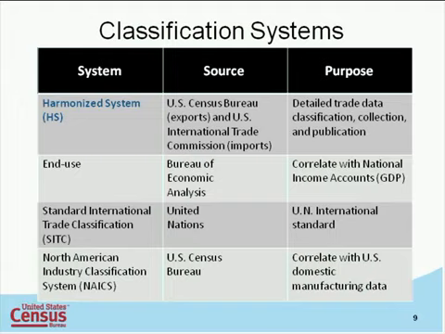The North American Industry Classification System, or NAICS as we like to call it, replaced the SIC in 2000. It provides a good industry-level overview of trade and allows for comparisons of trade data and domestic production data.